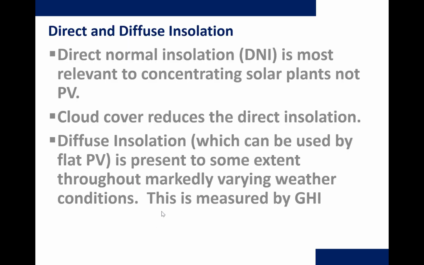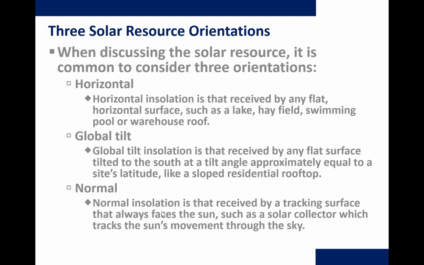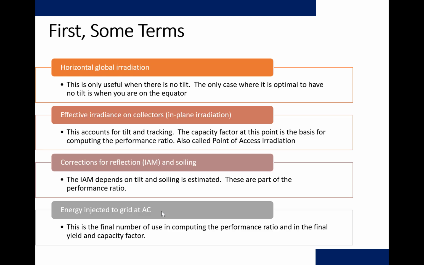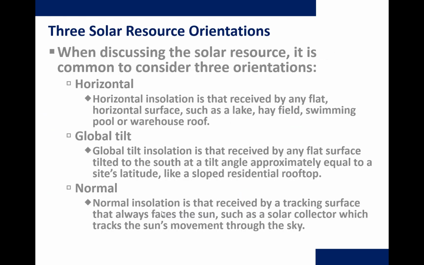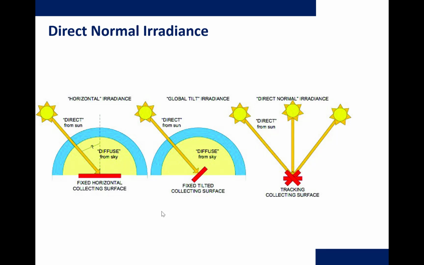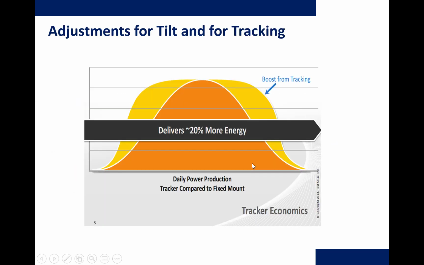Then we can have different kinds of measures of radiation. This is the in-plane radiation, or the effective irradiance on collectors. I forgot to say that word properly, and this kind of illustrates it. This is on a horizontal plane. This is if it changes, and this is if you have tracking.